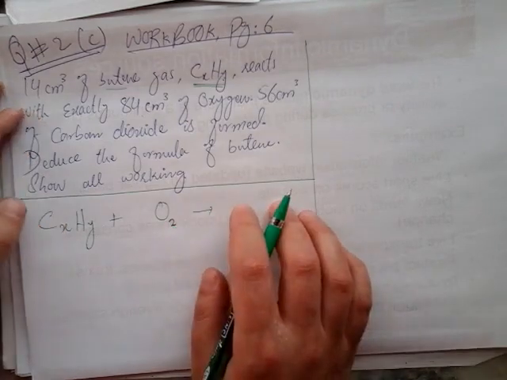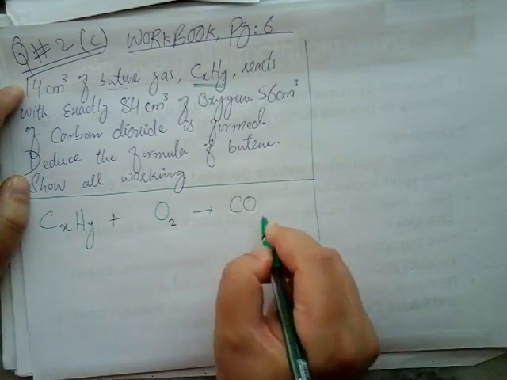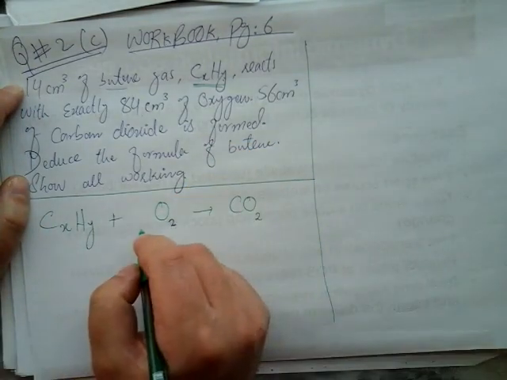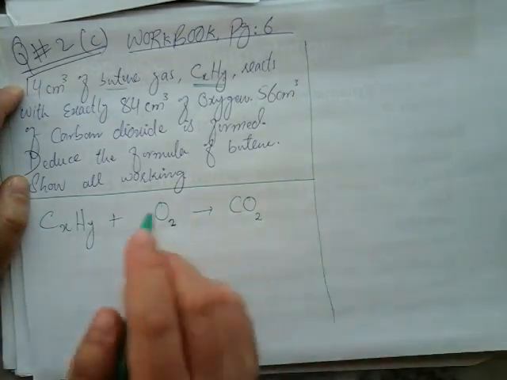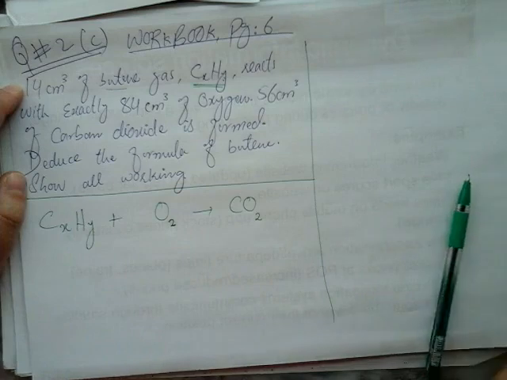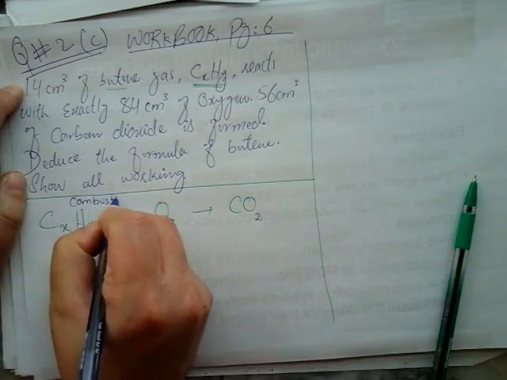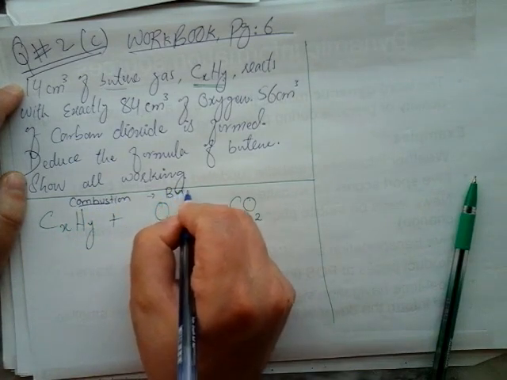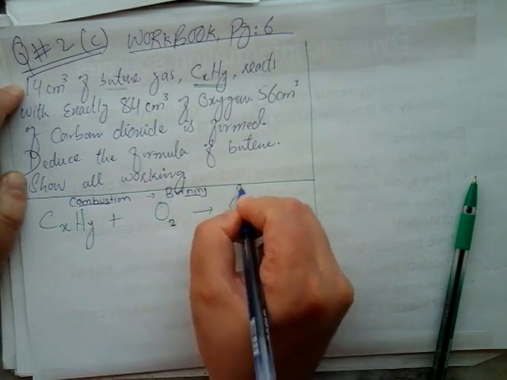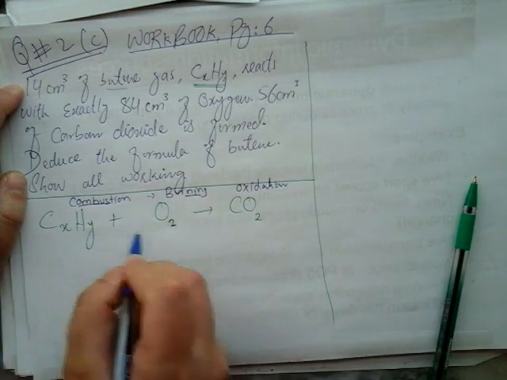So it reacts with oxygen. As a result, carbon dioxide is formed, and the formula of carbon dioxide is CO2. Now keep in mind that this equation is a combustion type of reaction. Combustion means something is burning. In other words, oxidation. Oxygen is being added to carbon and hydrogen is being removed.